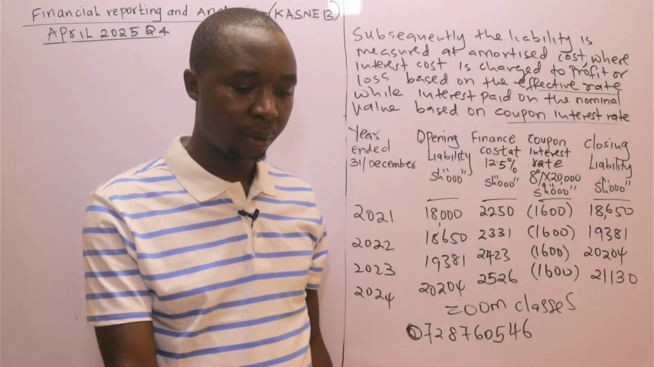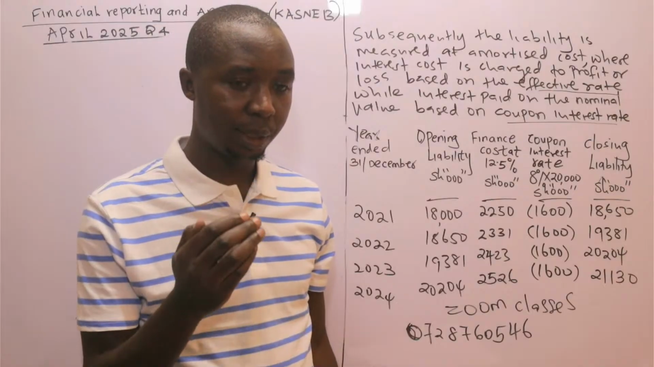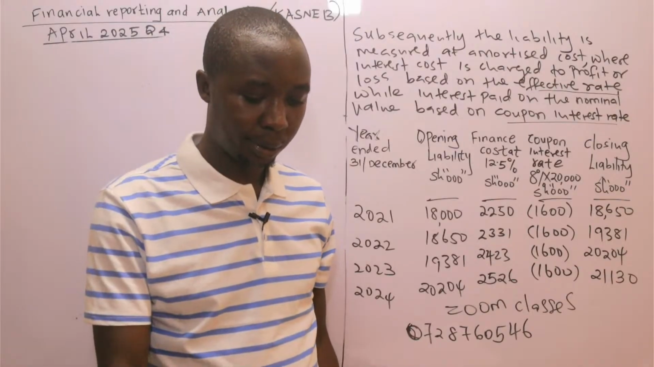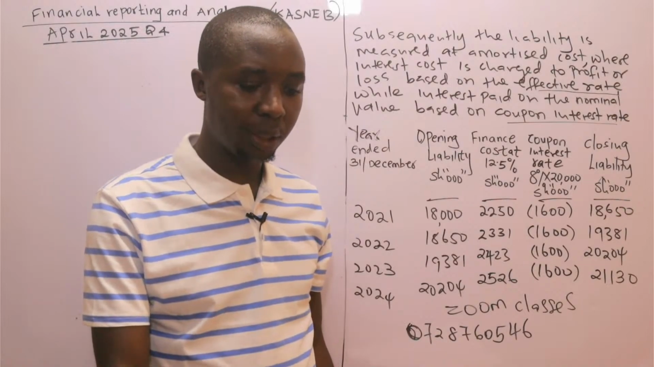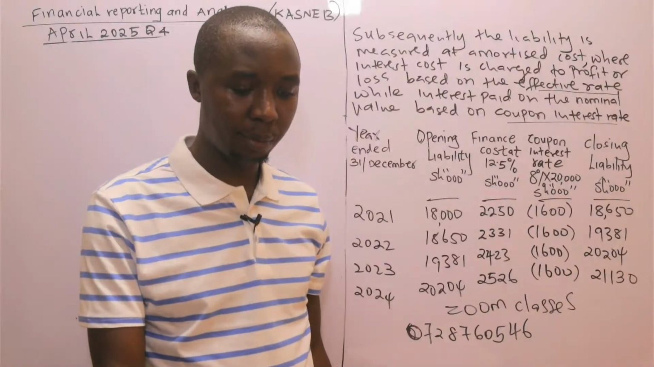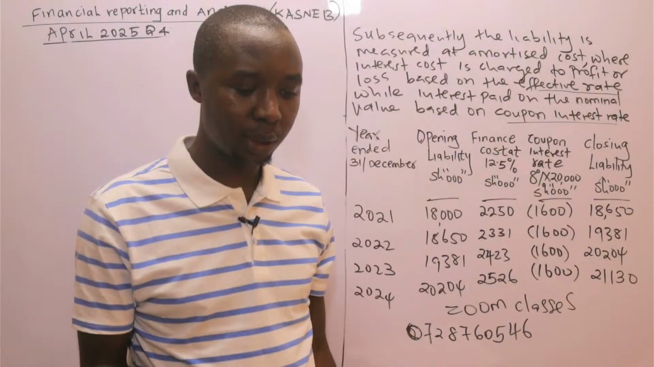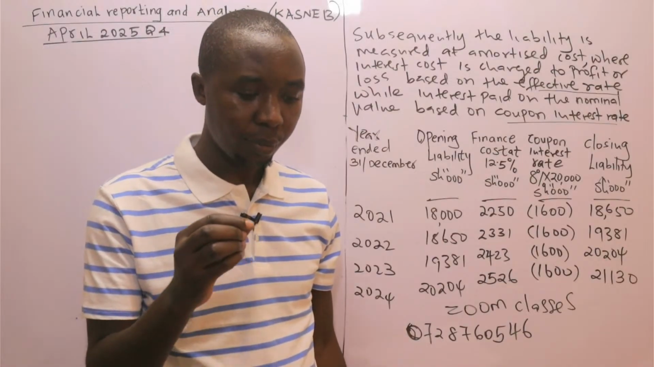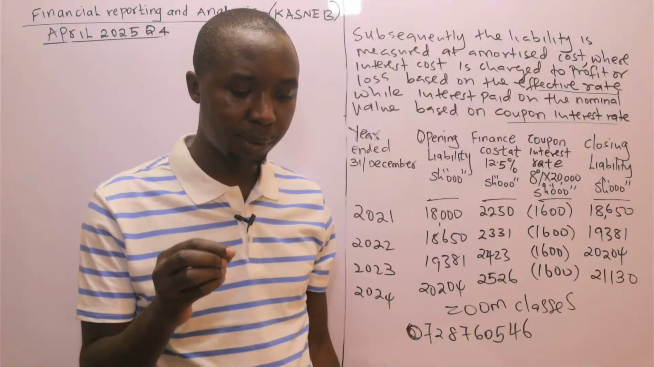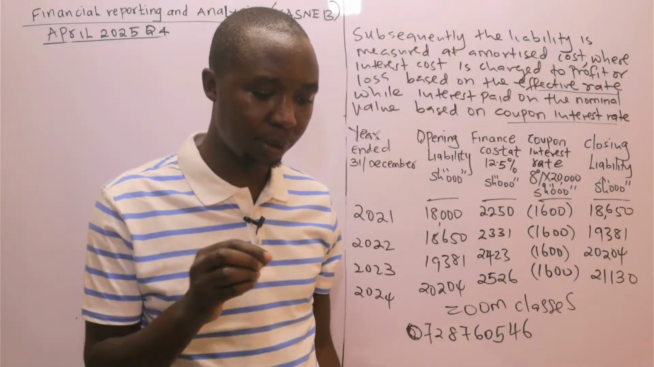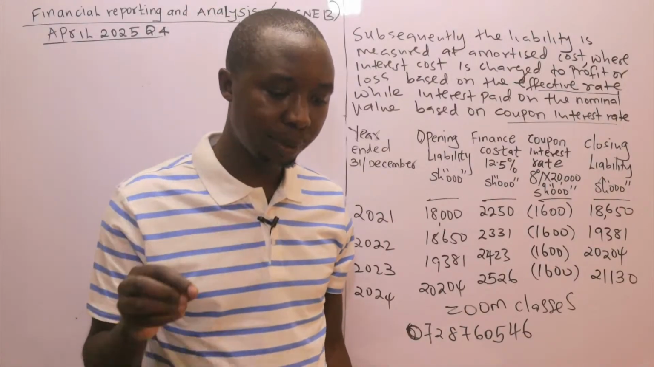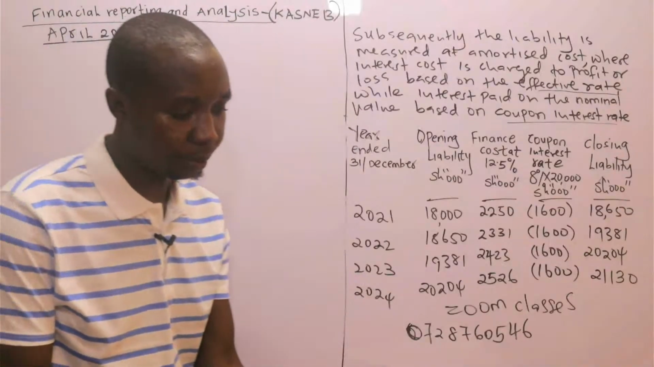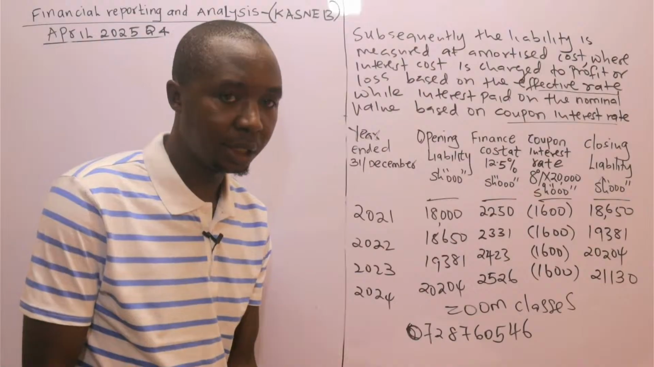Remember that this is a retirement benefit scheme maintained by a company on behalf of its employees. You prepare the statement of change in net assets for Smart Retirement Benefit Scheme, and also the statement of net assets. So we start with the statement of change in net assets.